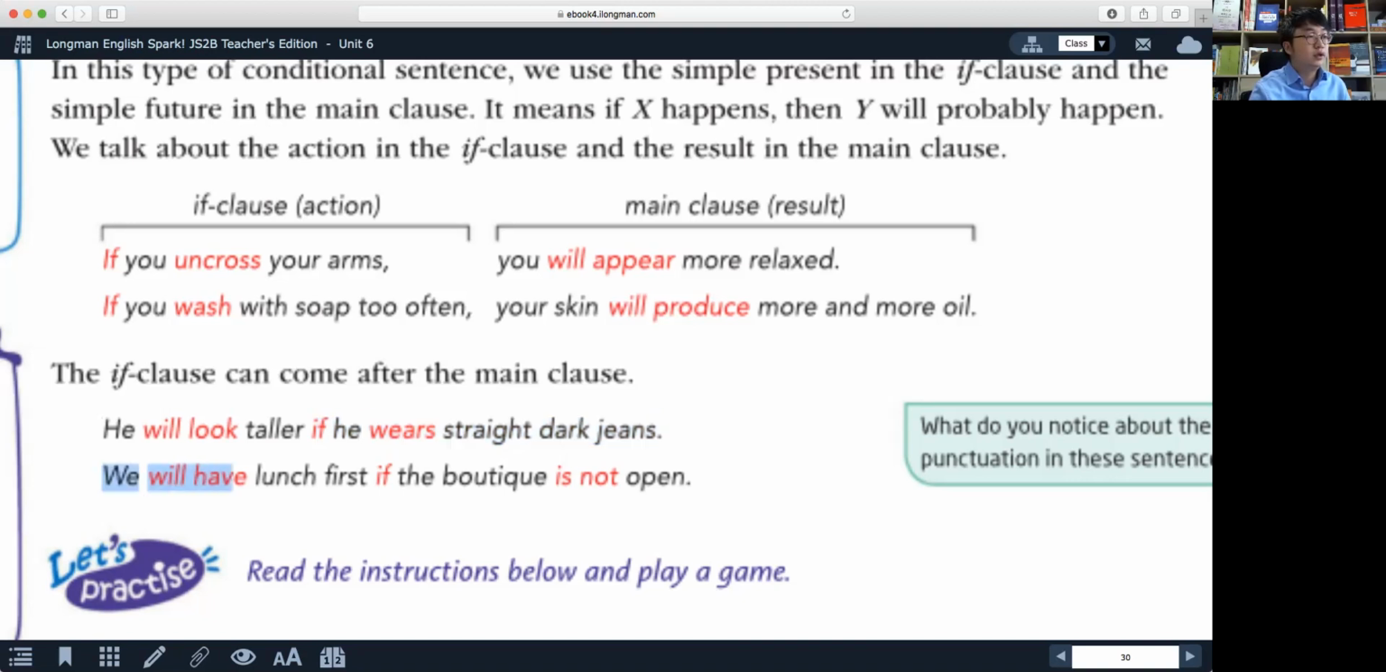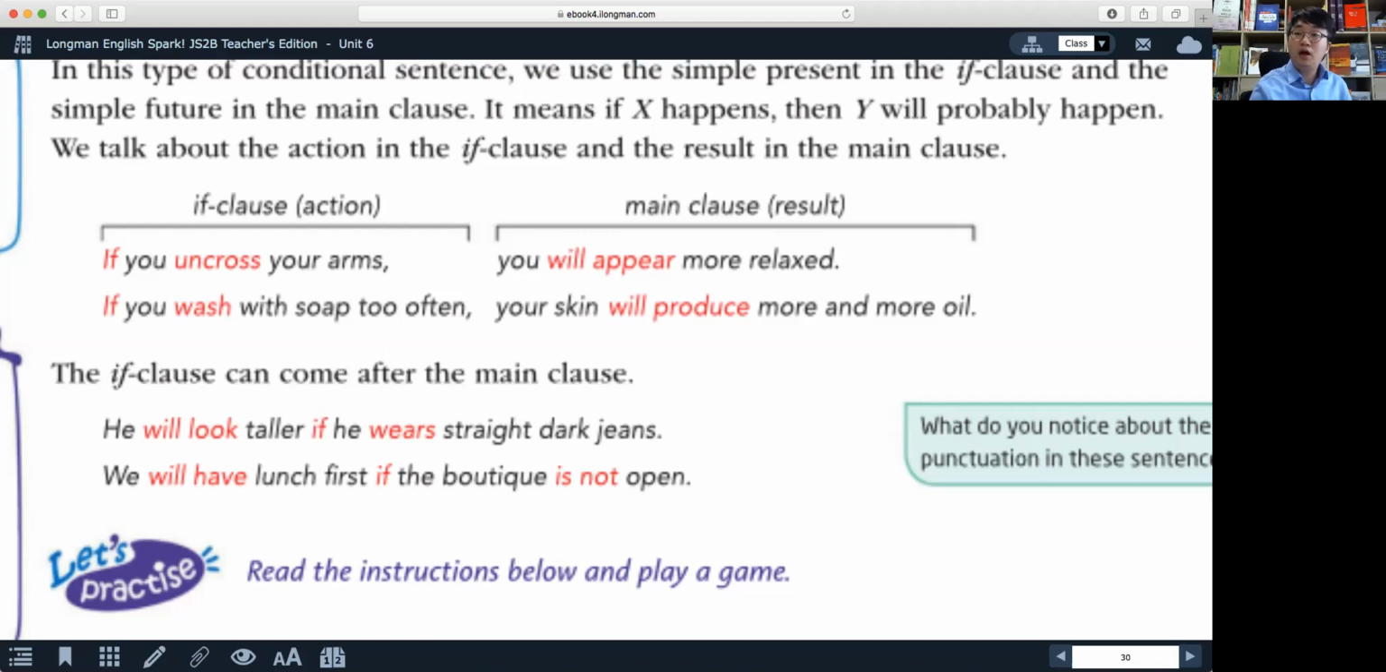Like this one. We will have lunch first. Here, this is the main clause. This is the result. So what is the action? What is the condition? If the boutique is not open. All right? Result, action, future tense, present tense.